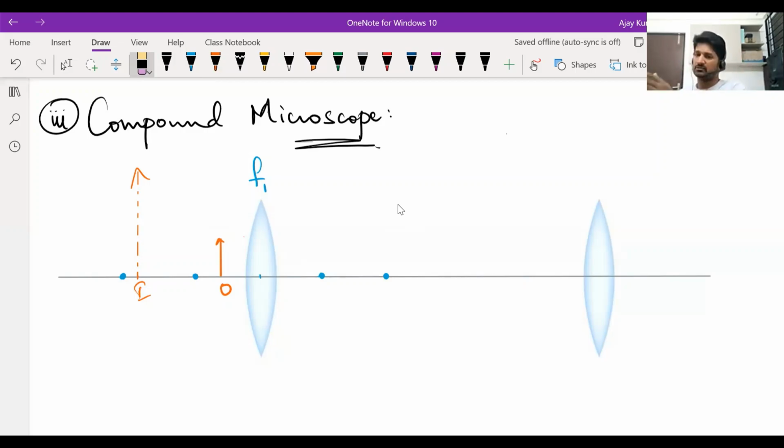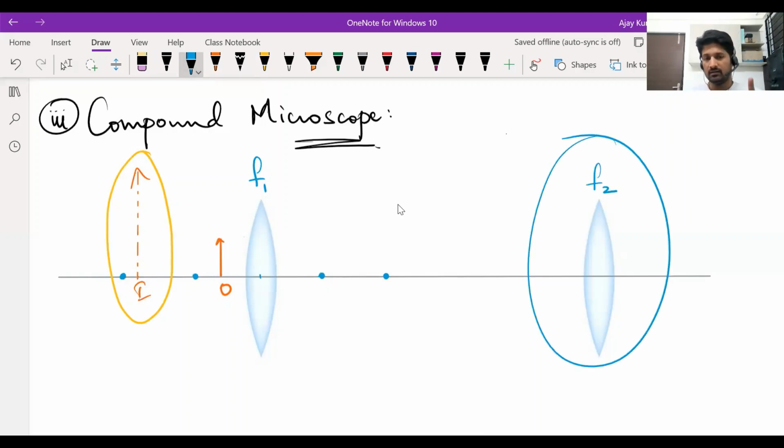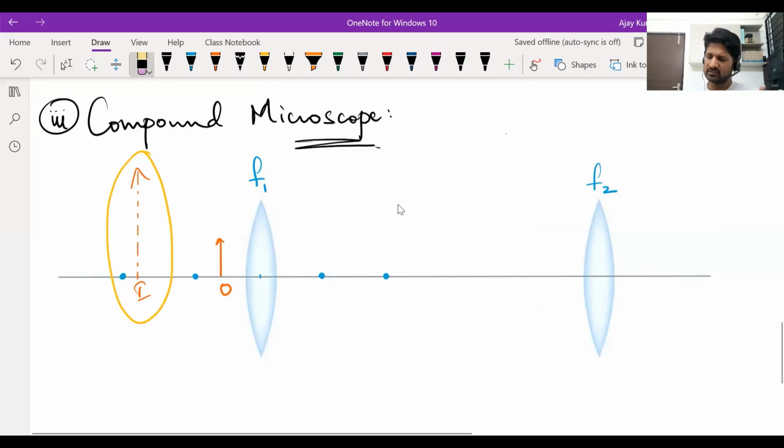And that image can act as object for the next lens. Everything works well. But there is a problem. What do we want here? We want the magnified image formed by the first lens to be further magnified by the second lens. That is where the problem arises. Not a problem actually, that is where there is a restriction, you can say. For the second lens to be able to magnify, this first image that is formed should fall within its focal length.